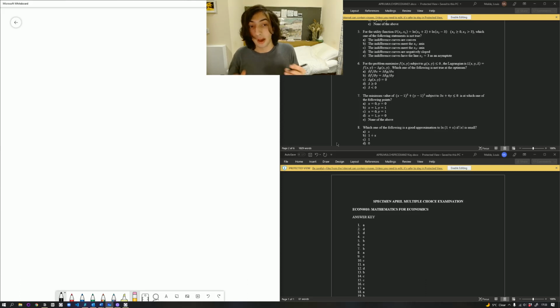Okay, hopefully that works. Now, this time we're going to be doing 7 here. We're going to find the minimum value. So using the standard Lagrangian format, we're going to write out our first function.